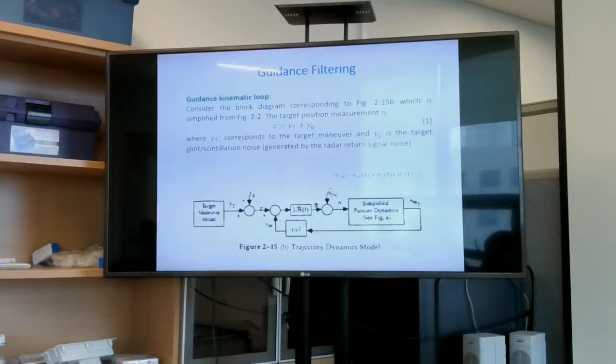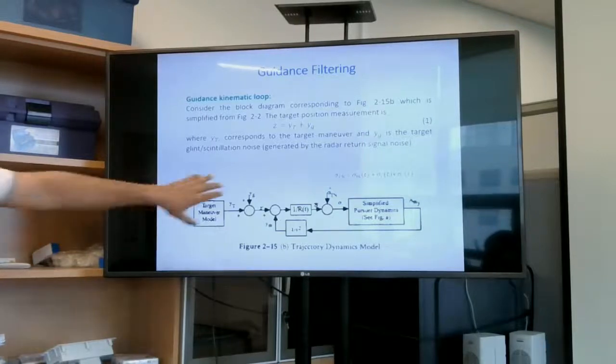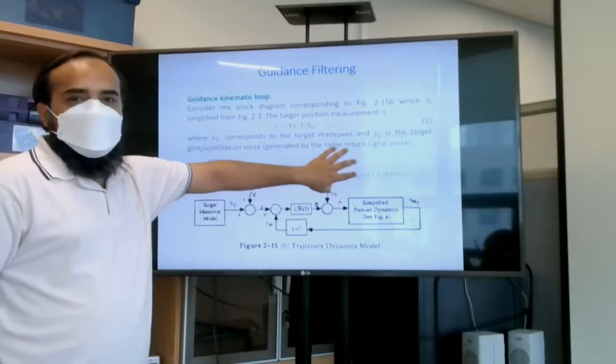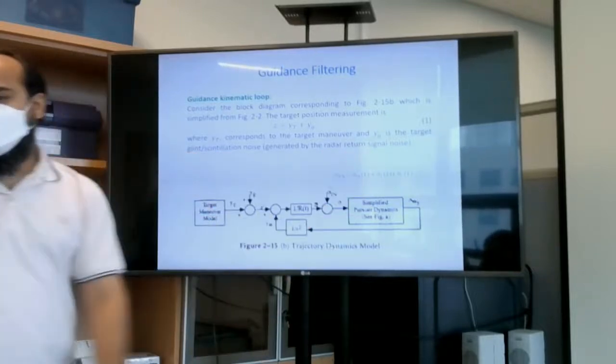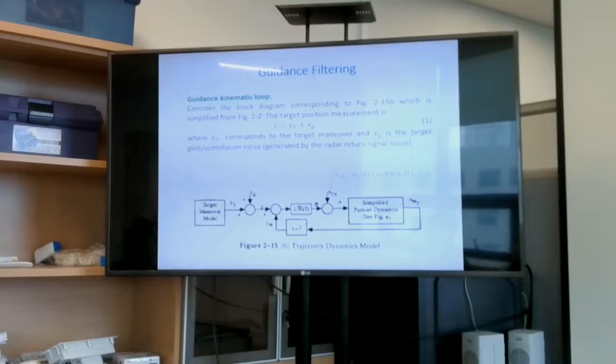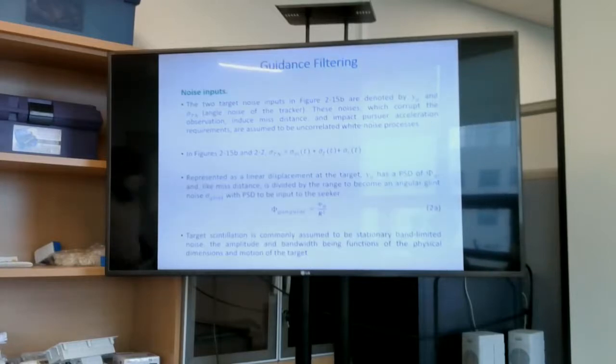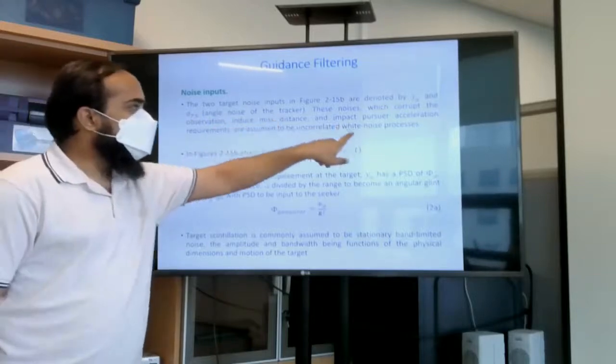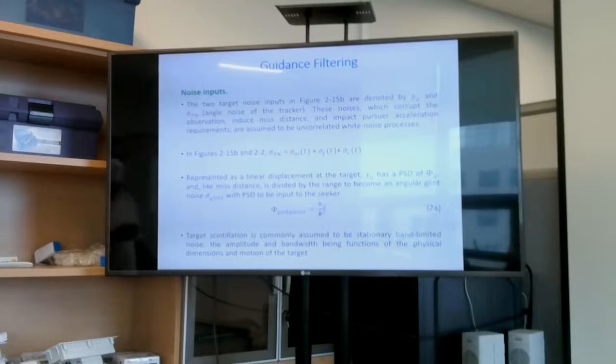Now we have to study the noise, because when we start the estimation, we have to consider the noise and noise covariances. This is all about the noises, and the two noises: one is YG and the other is the angle tracker noise. These noises, which corrupt the observation, induce miss distance, and impact the acceleration requirement, are assumed to be uncorrelated white process noise.